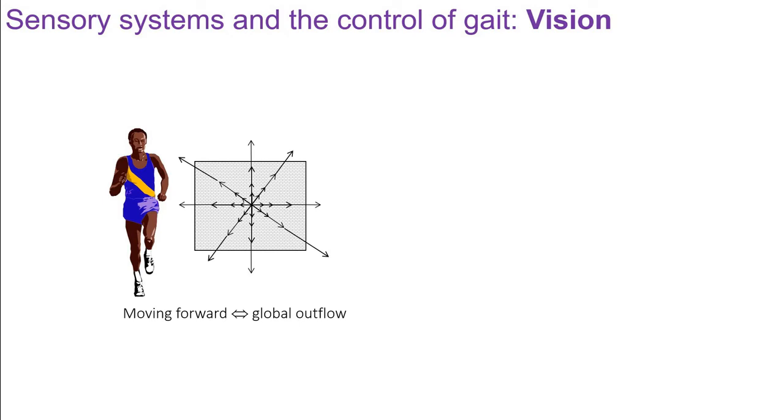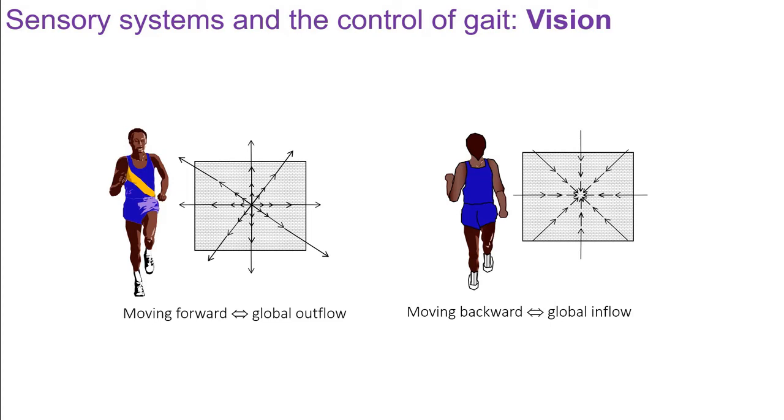As we've briefly discussed in the posture lectures, a global outflow pattern in the optic flow field specifies that you're moving forwards. And a global inflow pattern specifies that you're moving backwards. So what we're seeing here is that particular types of patterns of optical motion give you information about how you're moving.